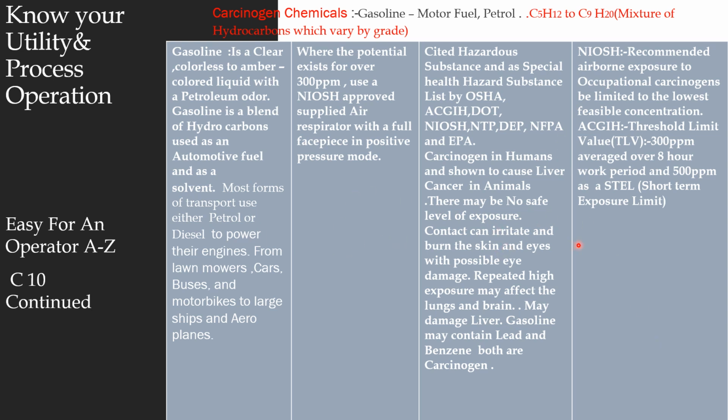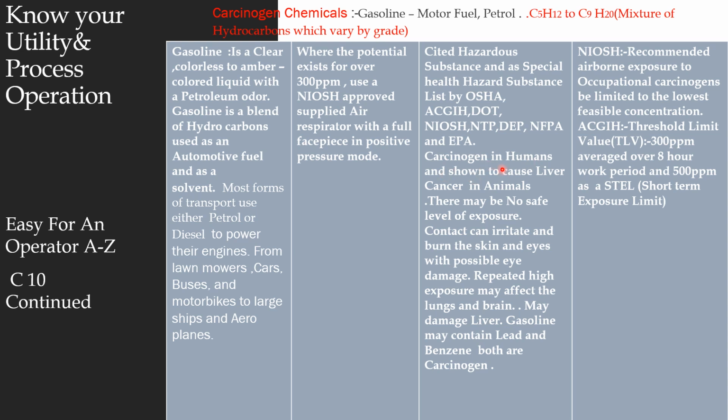You might have seen your friends or relatives working in a petrol bank. Please inform them about the effect of exposure to gasoline or petrol. The level is only 300 ppm. It is air contact only, air level only. So the persons who are working in a petrol bunk, and even if you are working in an automobile shop where they will use the petrol for cleaning and all, you have to educate them or explain to them. It is a carcinogen.